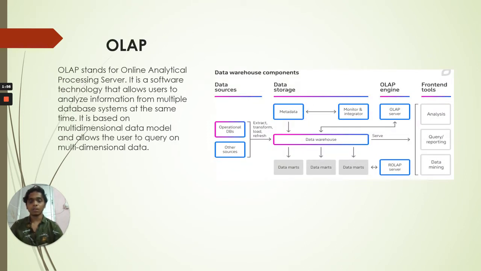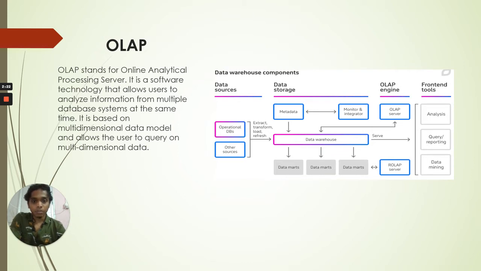So next, now going to OLAP. OLAP stands for Online Analytical Processing Server. It is a software technology that allows users to analyze information from multiple database systems at the same time. It is based on a multidimensional data model and allows the user to query on multidimensional data. So here is a graphical representation of OLAP.